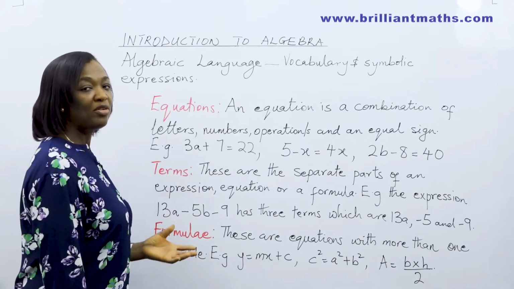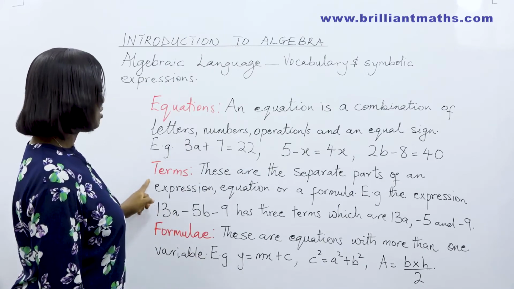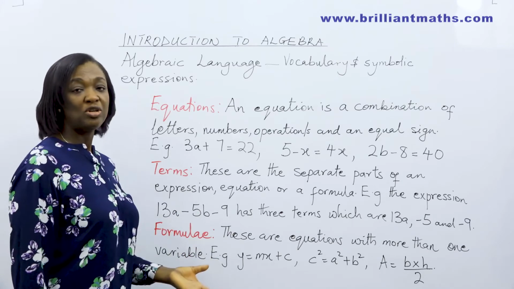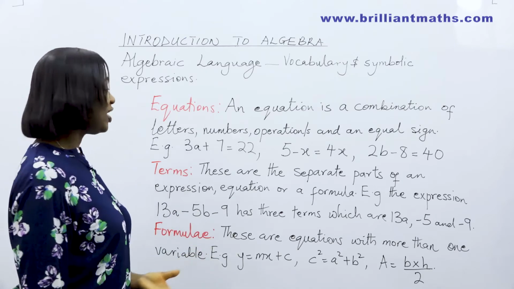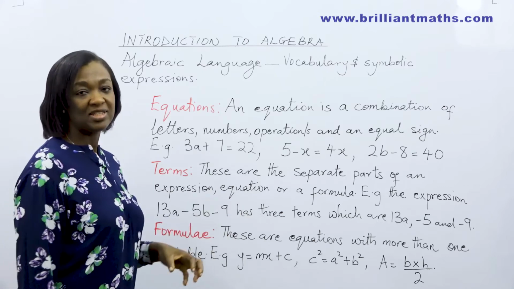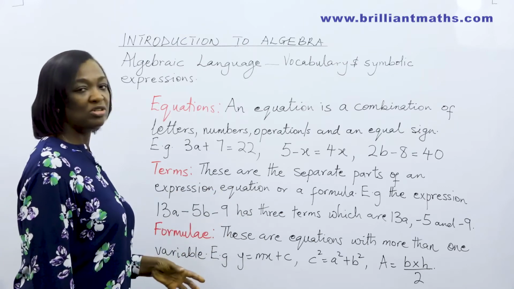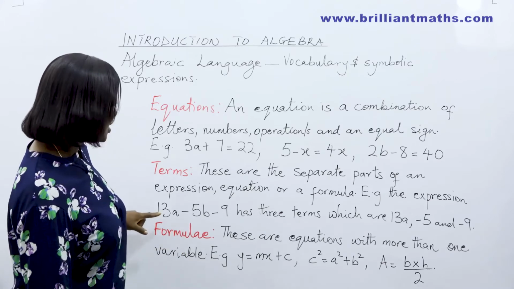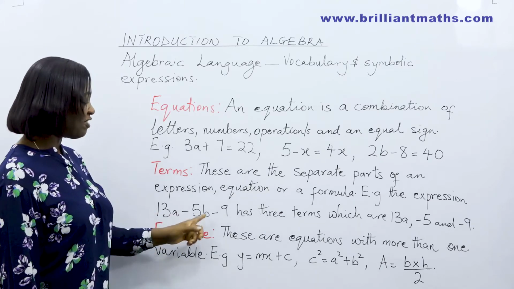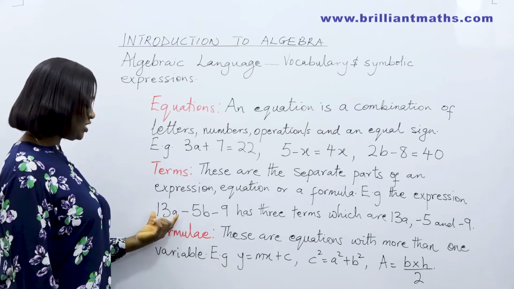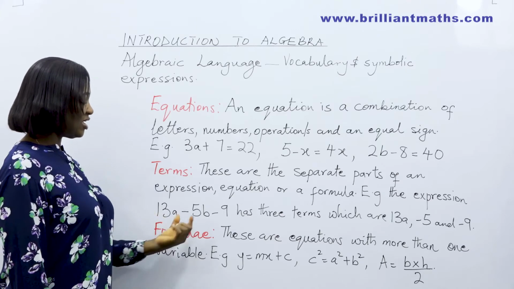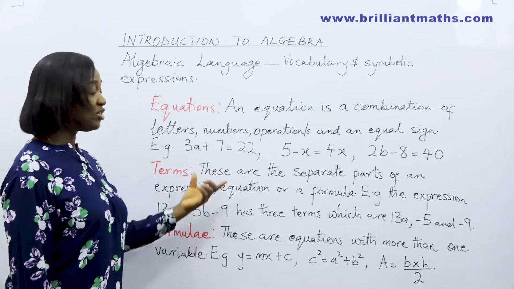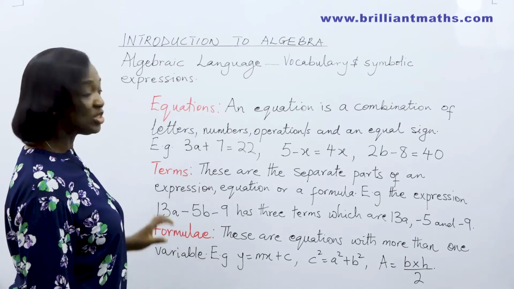The next vocabulary we'll be looking at here is terms. What are the terms in an equation or expression or in a formula? These are the separate parts of the expression or the equation or the formula. For example, in the expression 13a minus 5b minus 9, it has three terms: the 13a, the minus 5b, and the minus 9. Those are the three terms in that expression.